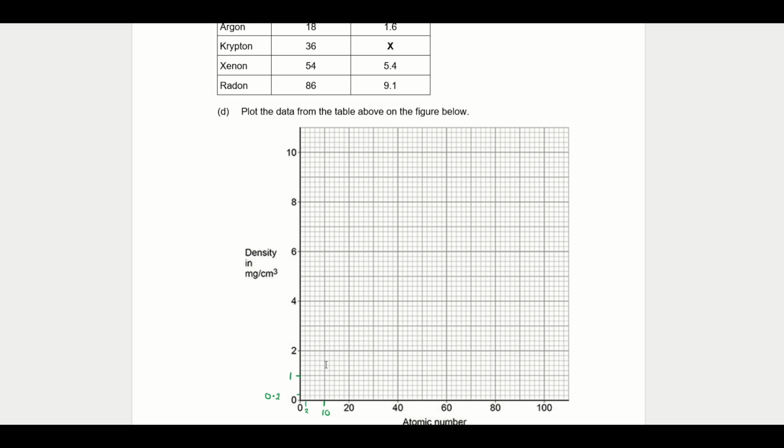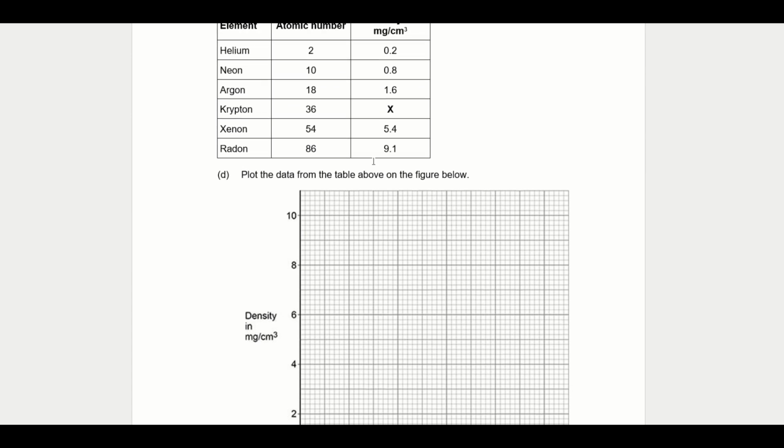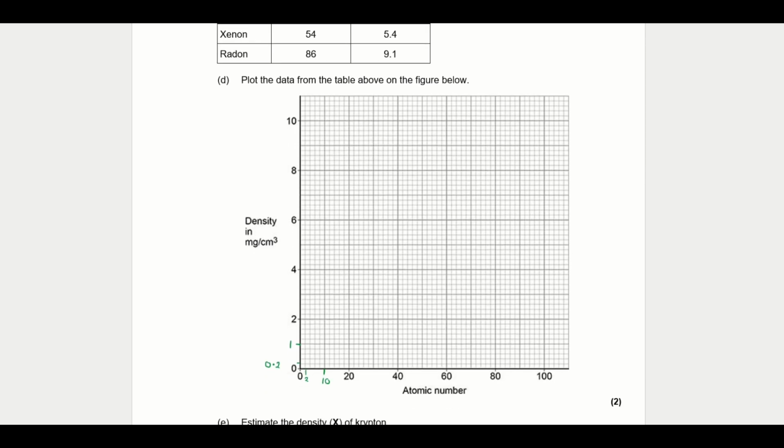And the essential thing is to use a ruler to read off. So you use a ruler to read off the points and then plot your points in. So helium, atomic number 2, density is 0.2. So the atomic number of 2, density 0.2. I'm putting a little dot there for that first one.